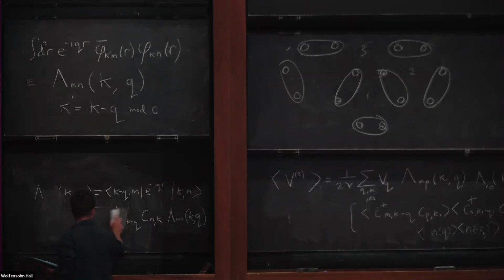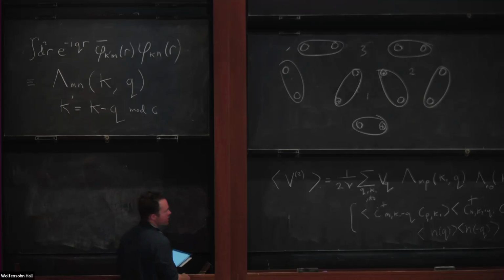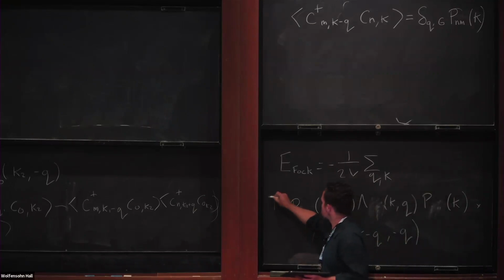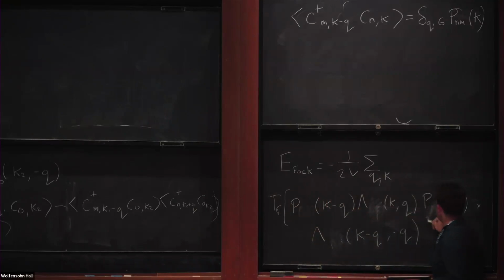Okay. So maybe I'll just say this in English. So let me make these indices implicit. So all of these are matrices in the band space. What I have here is a trace over the product of these four matrices. So now we can ask, suppose we know what the projector is, what states are occupied at a particular K point. The Fock term wants this thing to be big. So how would I choose the projector at K minus Q in order to maximize this?